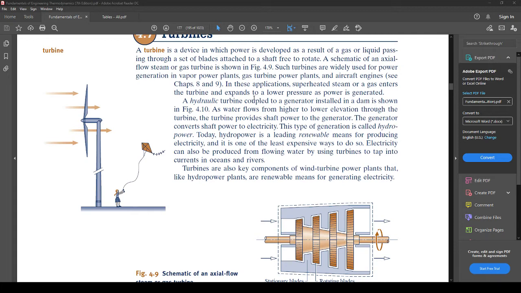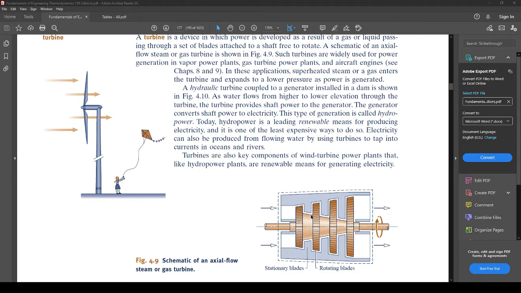It says a schematic of an actual steam or gas turbine is shown in 4.9. So this right here. Such turbines are widely used for power generation in vapor power plants, gas turbine power plants, and aircraft engines, so we will see this in there as well. In these applications, superheated steam or gas enters the turbine and expands to a lower pressure as power is generated. A hydraulic turbine coupled to a generator installed in a dam is shown in Figure 10. So essentially this one uses potential energy and kinetic energy instead of something else. For example, I think there is one of these in Missouri.